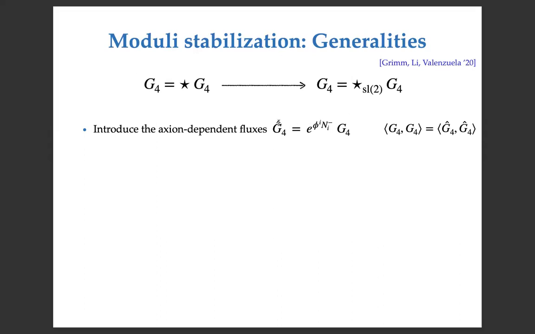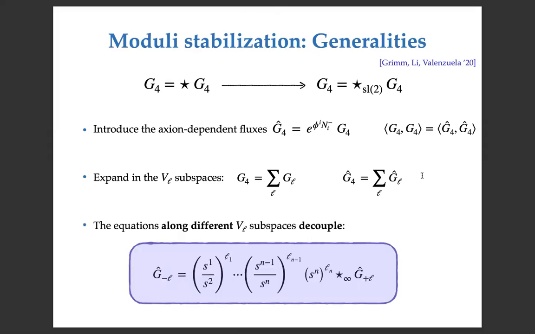In terms of these G-hats, which include axion dependence, we can expand them into L subspaces. So we can expand into the weights. And then, since different L's and also different SL2 representations decouple, we can separate this into a very neat expression, so that these equations separate into as many equations as different L's or pairs of L's are populated by the fluxes, or, to be more precise, the axion-dependent fluxes. So the only thing that we need to do to stabilize moduli is to consider this, and we have the particular form of the possible fluxes that can appear because we classified the irreducible representations that arise. So by going case by case on this equation, we can see what happens.